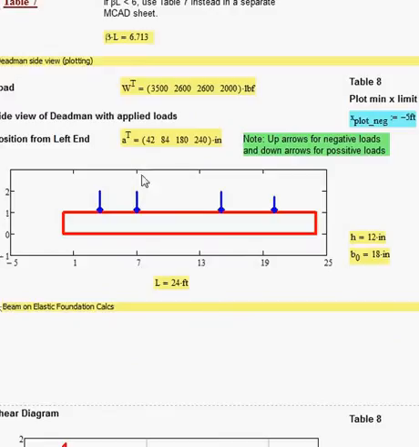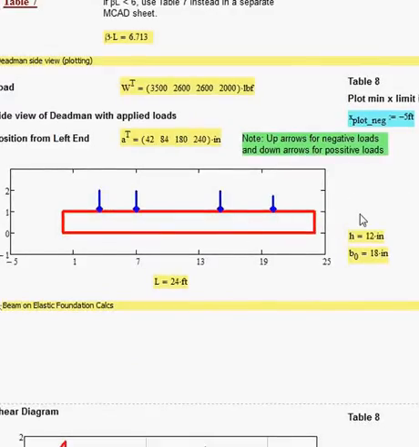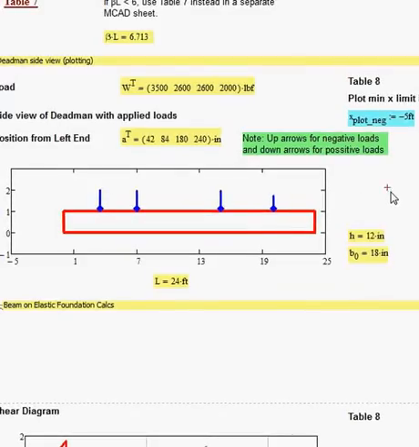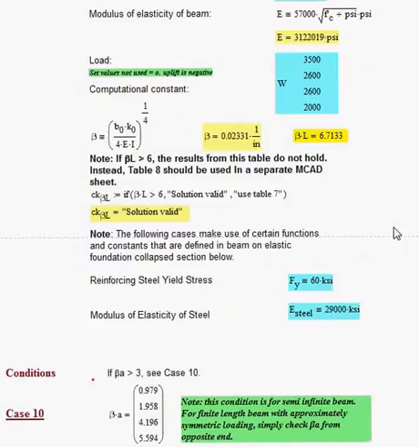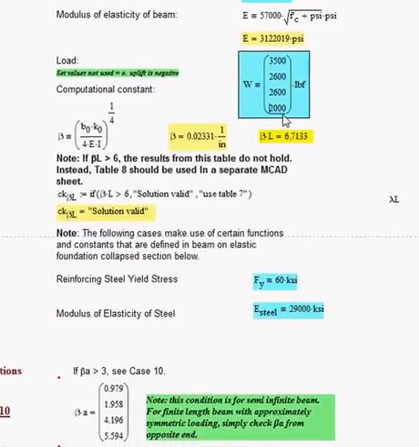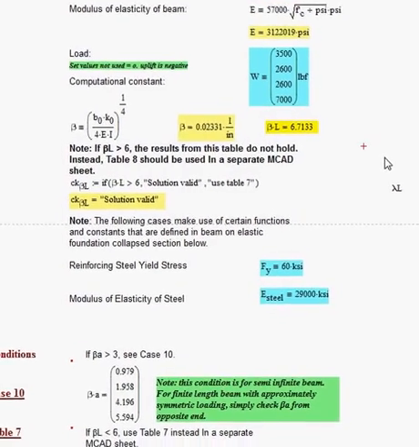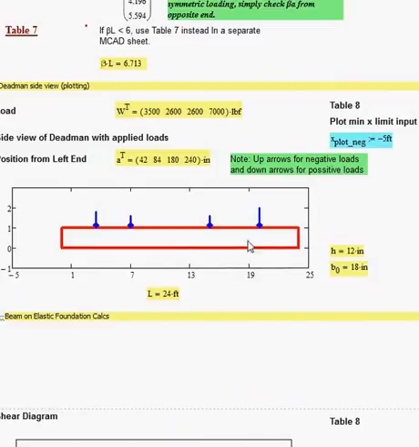Below shows the side view of the beam with loads. Note that the loads scale according to the load. If we were to change one of the loads to a large value, say 7,000, then the plot will update, and you can see this is the 7,000 value.